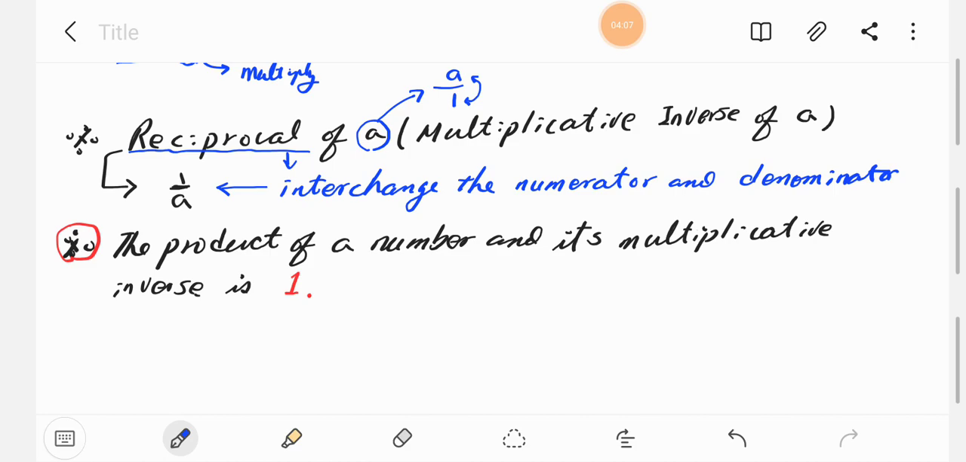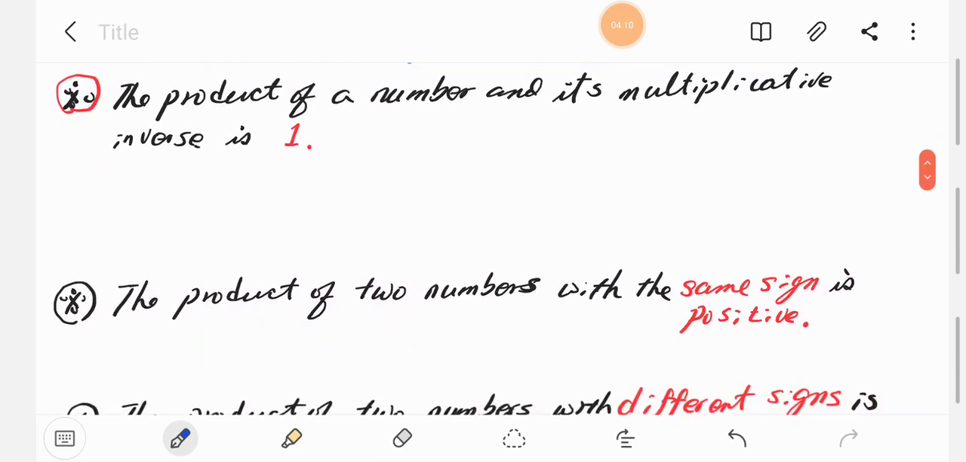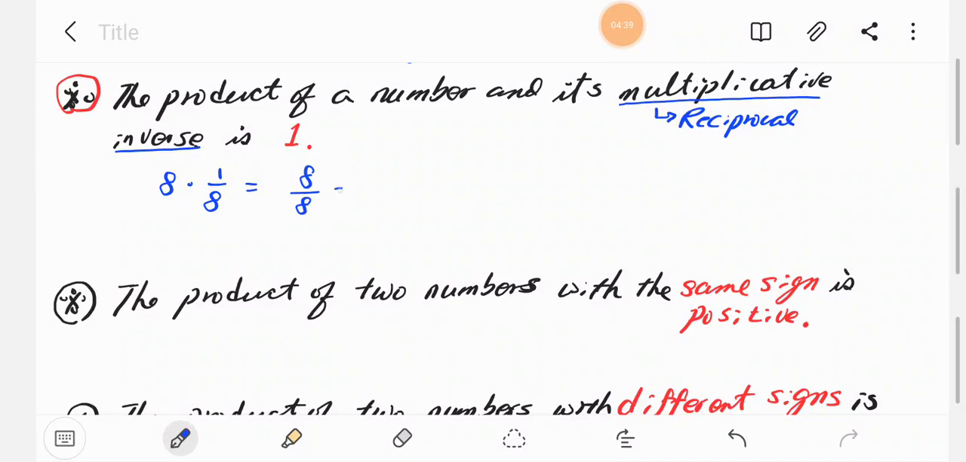So the product of a number and its multiplicative inverse, also called the reciprocal, is equal to what? Let's say you have a number 8. The reciprocal of this number is 1 over 8, right? Then 8 times 1 over 8 is equal to 8 over 8. So that is 1. It is always 1.